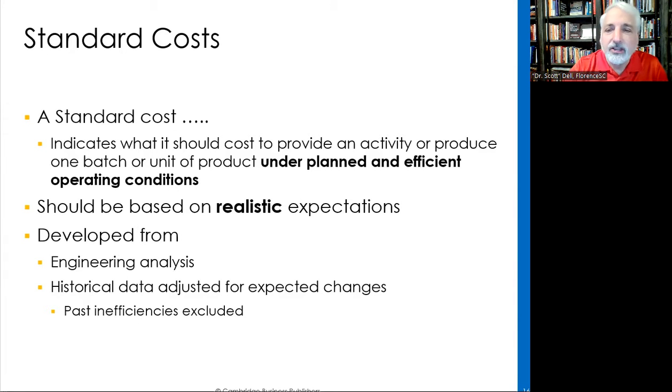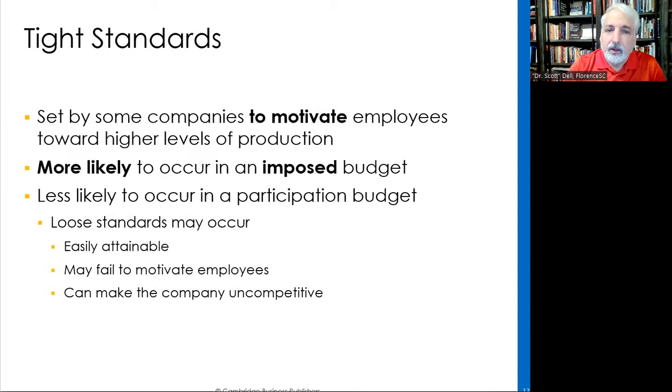So standard costs are based on efficient operations and realistic expectations. They're not dreams. They're not something we aspire to. They are actually what we pretty much expect to happen as far as where we're going. With tight standards, we try to motivate employees towards high level production. So more likely that's with an imposed budget. That's a top-down budget we talked about before. Less likely to occur in a participatory budget.